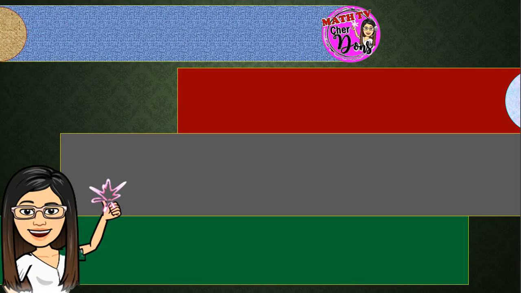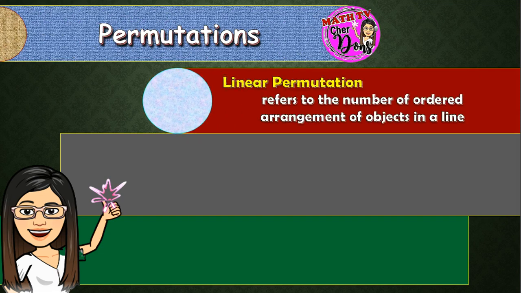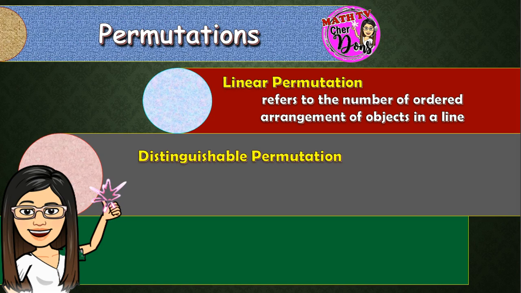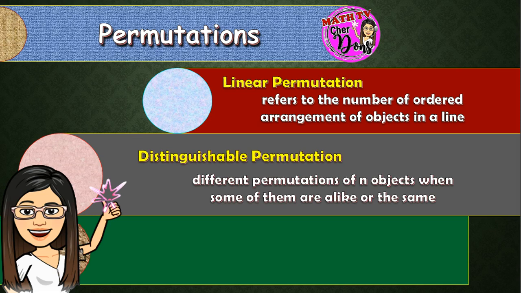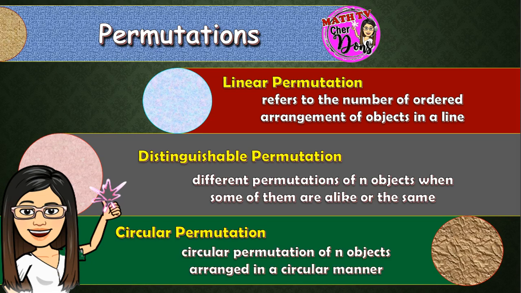Let us begin by having a quick recap. We have linear permutation, which refers to the number of ordered arrangements of objects in a line. Next, we have distinguishable permutation, different permutations of n objects where some of them are alike or the same. Number 3 is the circular permutation, the permutation of n objects arranged in a circular manner.